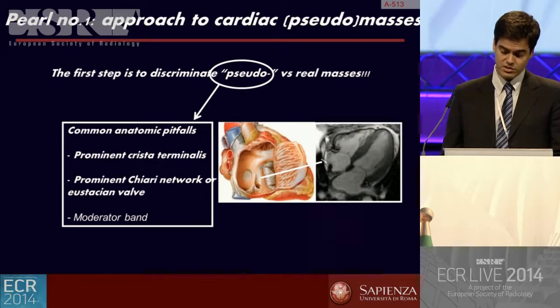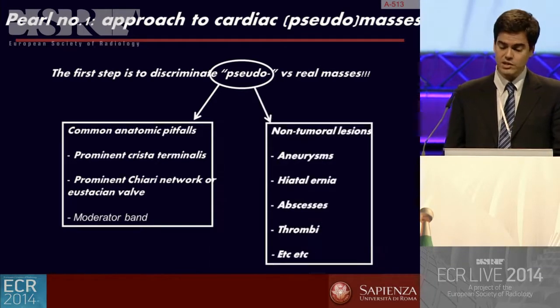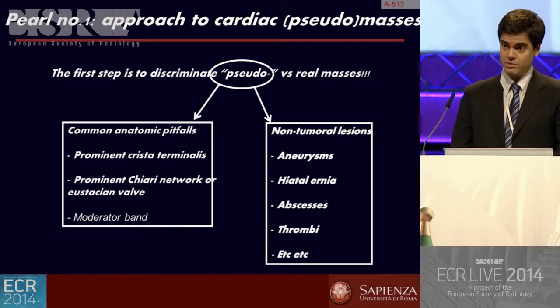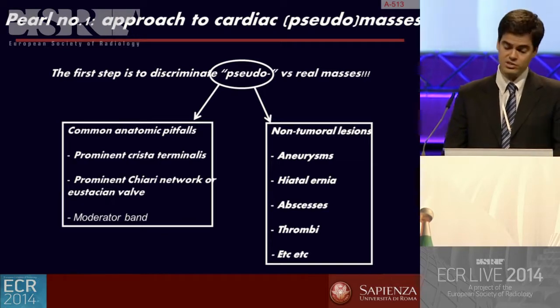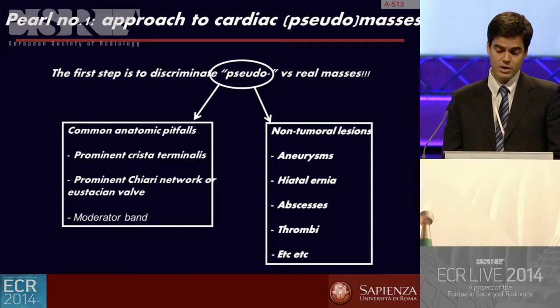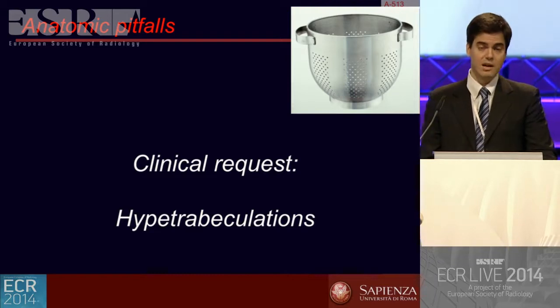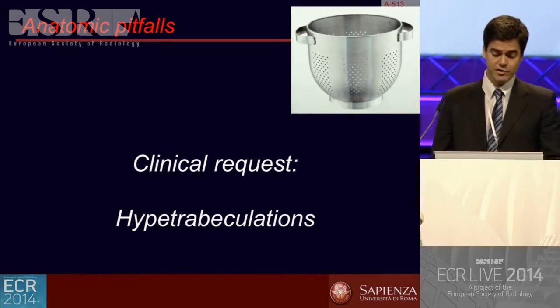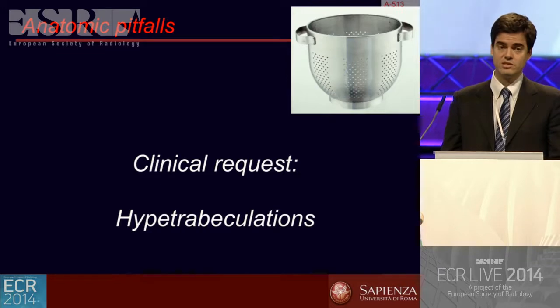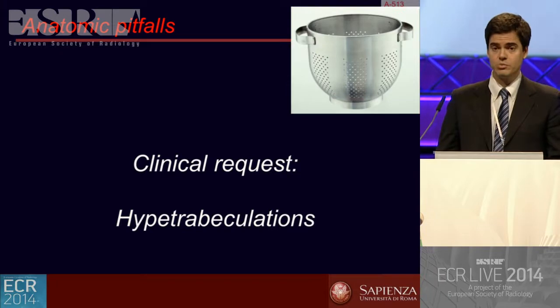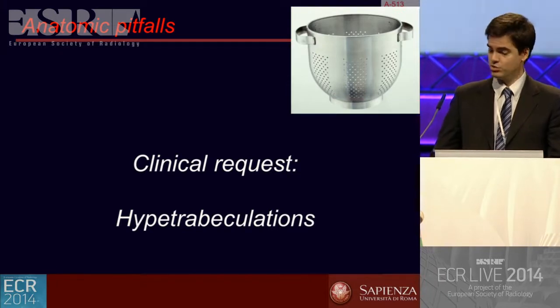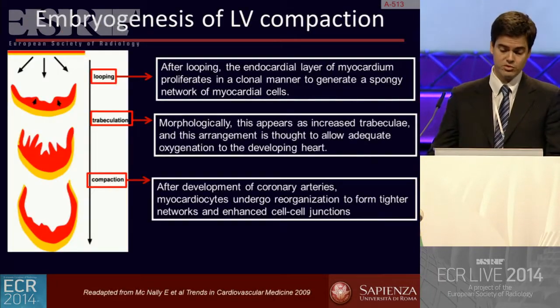One case, it's a crista terminalis here. On the other hand, pseudomasses are also non-tumoral lesions, so we do consider aneurysm, hiatal hernia, another typical example of tumors that are not, abscesses, thrombi, etc. And this was the first issue I wanted to discuss with you. Coming again in the field of anatomic pitfalls to a very common clinical request, again addressed to our attention. A colleague is doing echocardiography, he sees hypertrabeculation, he wants MR to give the solution to the problem. So how to deal with the problem of hypertrabeculation?